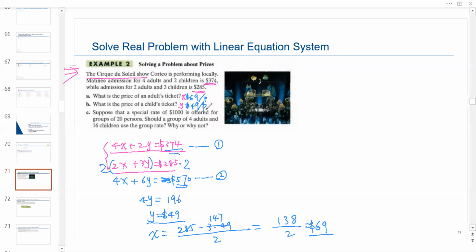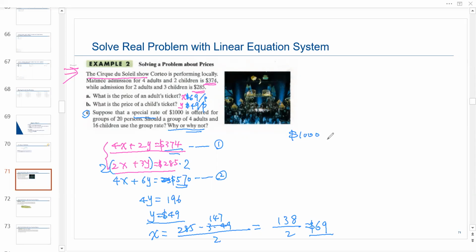All right, let's see next. Suppose a special rate of $1,000 is offered for groups of 20 persons. So they give the special rate, $1,000 for 20 persons. Should a group of 4 adults and 16 children use the group rate? Why or why not? So it means less than $1,000.